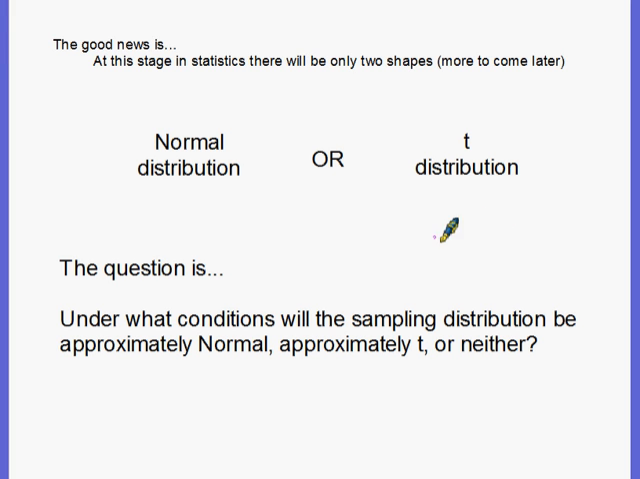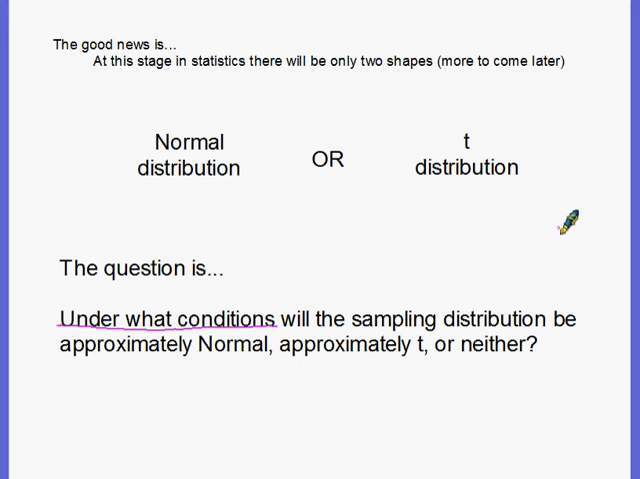So the real question that we're going to address in this video is: under what conditions will the sampling distribution be approximately normal, or approximately T, or neither? The word approximately is actually pretty important, because more often than not, it's not exactly the normal distribution or the T distribution, but it's close enough for us to use it. But when do we know?